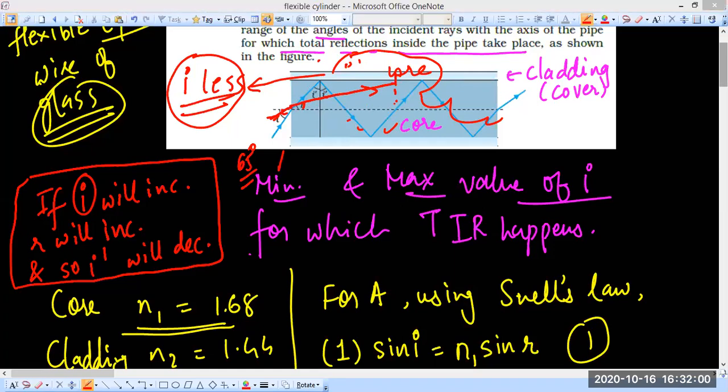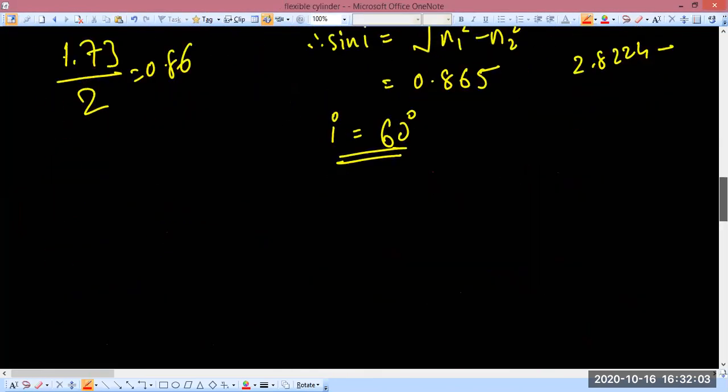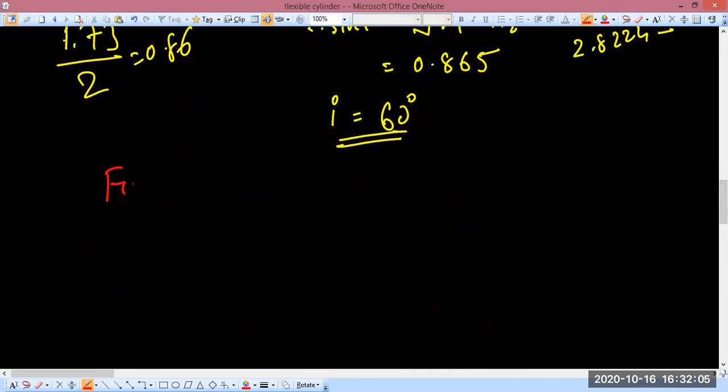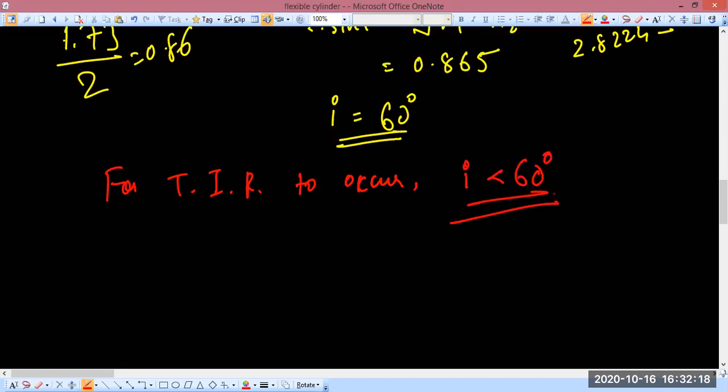Okay, so final conclusion is, for total internal reflection to occur, I should be less than 60. Clear? Not greater than, because this relation gets reversed. I hope all of you understood that. Right? For getting I dash greater than C, we need I less than 60. Clear?